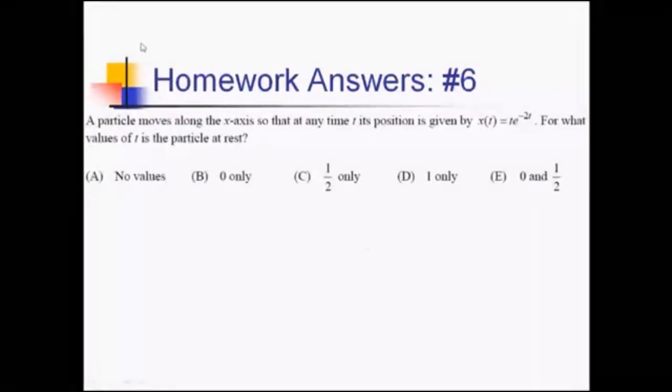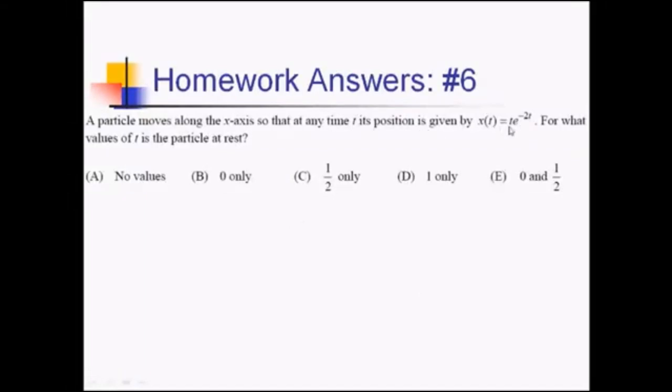For number 6, we have a particle moving along the x-axis so that at any time its position is given by this function. We want to know at what values of t the particle is at rest. So we're basically asking where the velocity, which is the derivative of this thing, is 0.